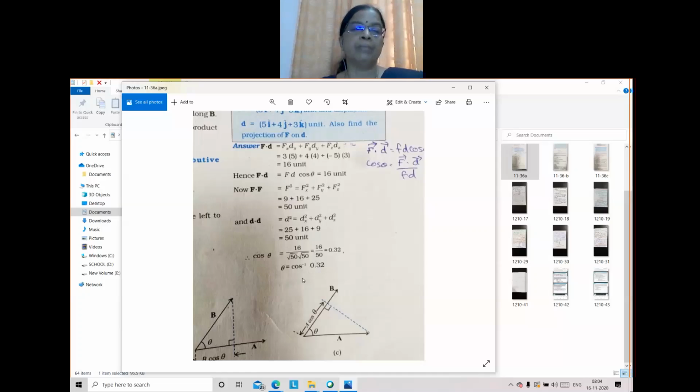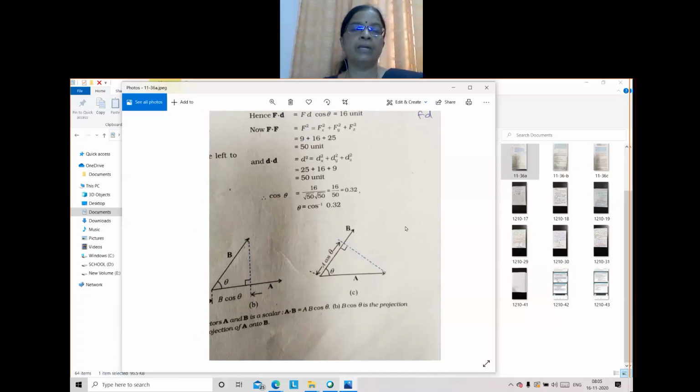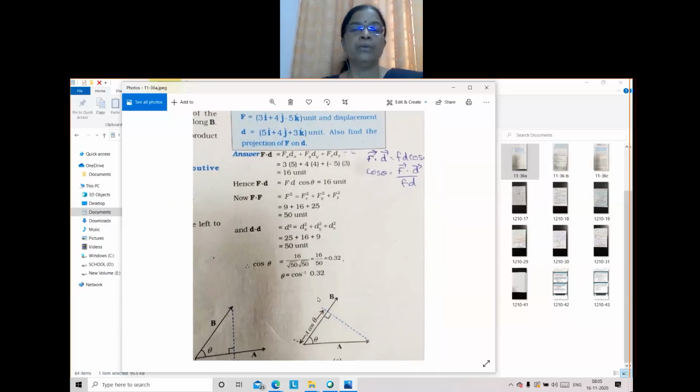Get the angle from the log table. Which page? The natural logarithm page. Natural cosine you have to take. From that, from 0.32, what is the corresponding angle? You have to find out. I have explained that before. What is the angle corresponding to cos theta equal to 0.32? Therefore, theta equal to cos inverse 0.32. What is that angle? That you have to find out from the log table, and when you call me, you have to tell the answer. Next page we can see.